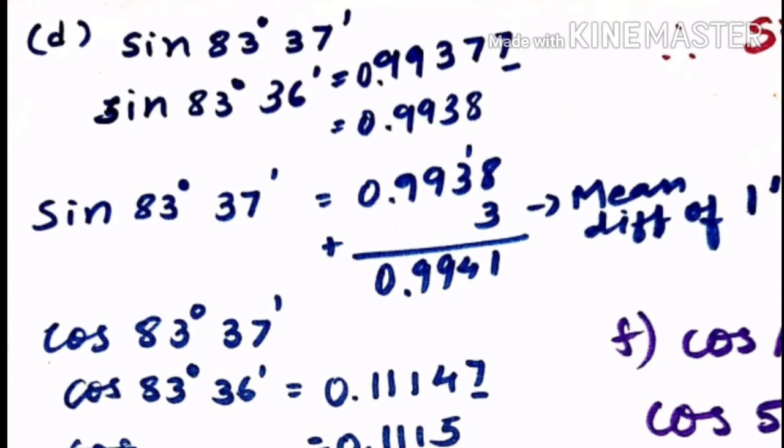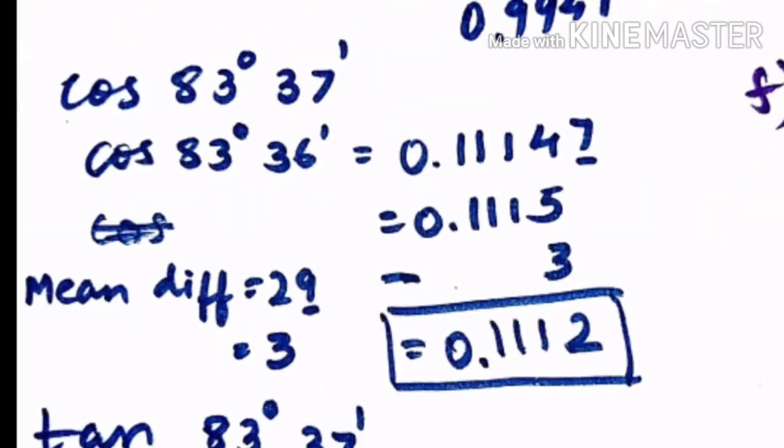So here the sine 83 degree 36 minute value is 0.9938. Now students, we found 36 minute, we need 1 minute difference. So 36 is there but we need 37. So we will see in the same row the mean difference of 1. You check the mean difference of 1, where it is written 3. In the same row, for 83 degree only, that 3 we will add.